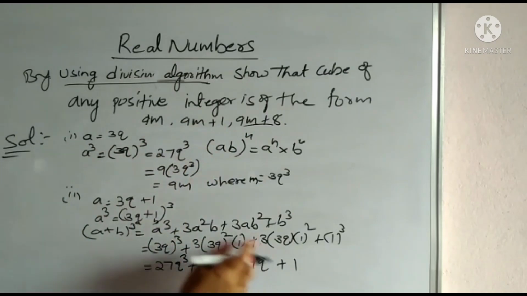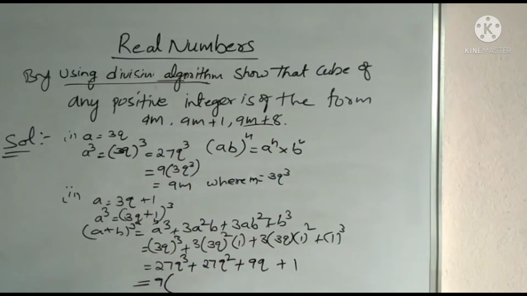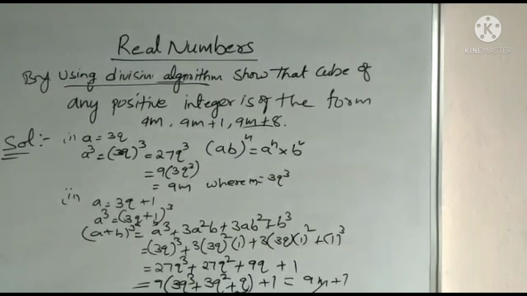So plus 1 form is there. So we should write all this in the form of 9 into something. 9 3s are 27, again 3s, and plus only 1, no need of writing 1, plus 1. So this is in the form of 9m plus 1, where m equal to all this, which is in the bracket. Okay. So we proved 9m and 9m plus 1.